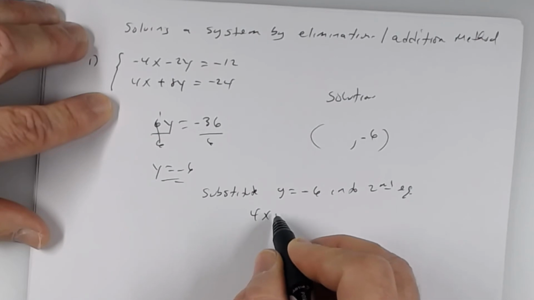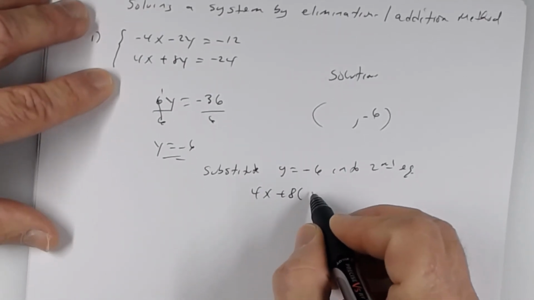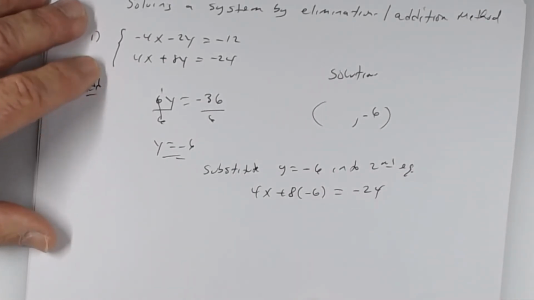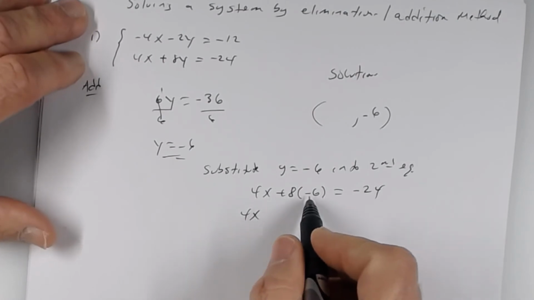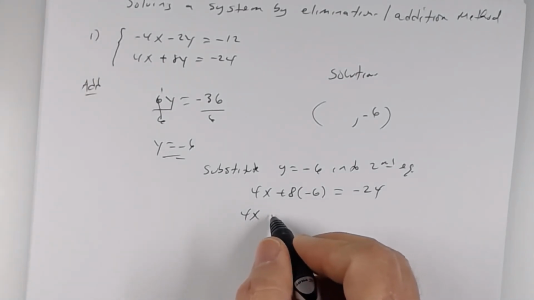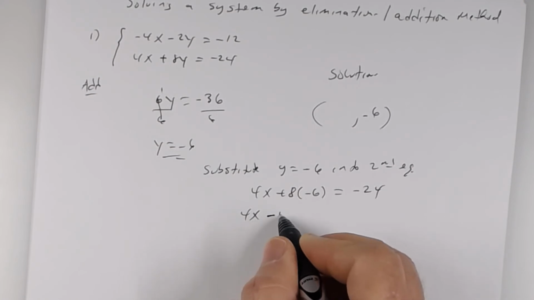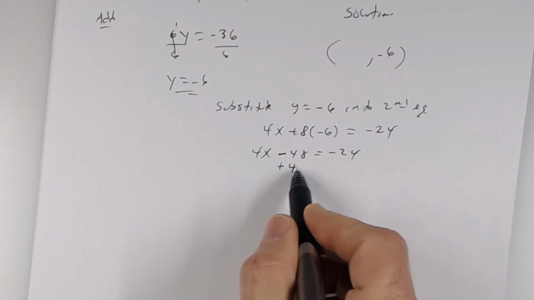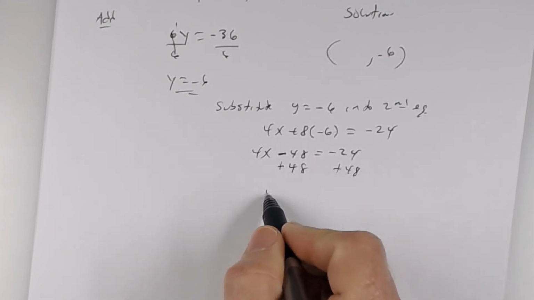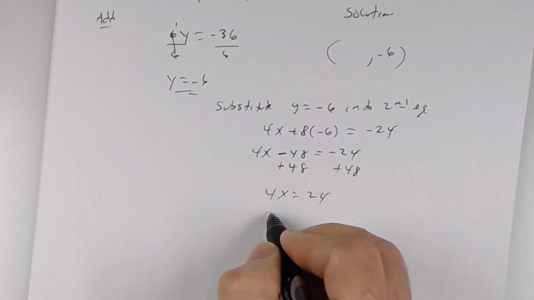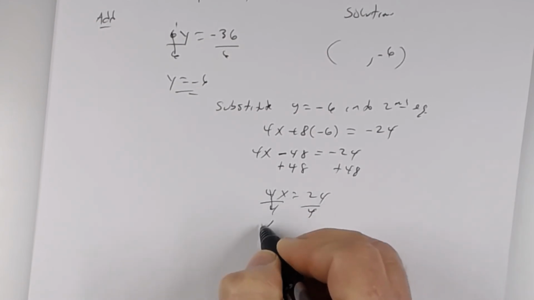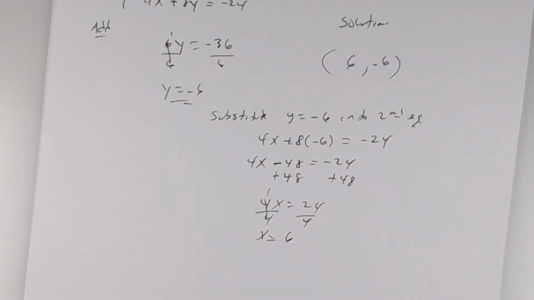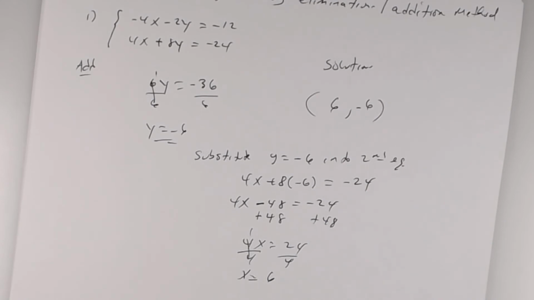So I get 4x plus 8 times y. What's y? -6, and that's going to equal -24. So I get 4x, 8 times the -6 is -48, equals -24. What's the next step? Solve for x. Add 48 to both sides. So 4x equals 24. Divide both sides by 4. What's x? 6. So my solution is (6, -6).